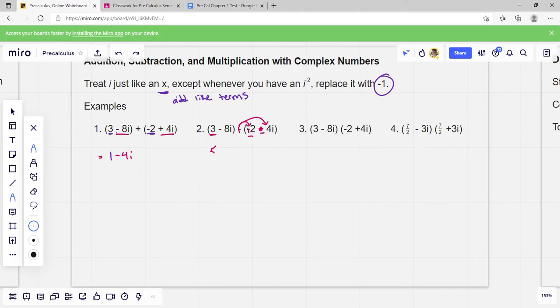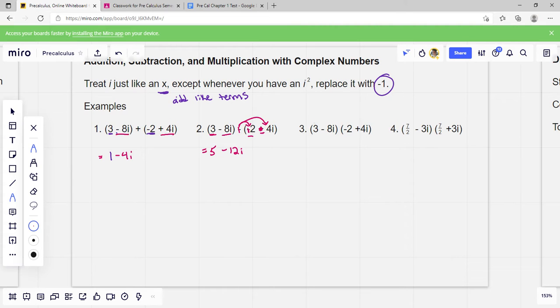That part's 5. And then here we have negative 8i minus 4, or negative 8i minus positive 4i. So really it's just minus 4i. And negative, we're just going to add those two together. 8 and 4 is 12. So that would be negative 12i. So that's the answer to that one: 5 minus 12i. All right, this one we're going to multiply.